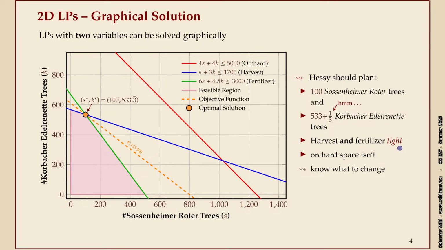And indeed, both the harvesting time and the fertilizer are tight at this point because we're lying on the green and blue line. So both of these constraints are maxed out. We could not have more trees for two reasons, if you want. Whereas the space is never a problem. In this case, it's boring because it lies completely outside. You could also have a line here where it would sometimes make a difference. But if you're Hesse, you know what to change now. You need to somehow get more fertilizer and more hours for harvest, whereas you don't need to buy new land. Maybe that's a good thing.